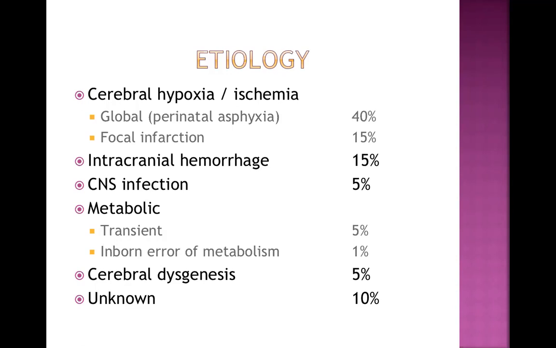Another important cause may be cerebral dysgenesis. The cerebral dysgenesis is related to congenital anomaly of the brain. There is some abnormality in the brain development. And another very important group of etiologies is unknown. Different things can be combined there. This can be even more than 10%.